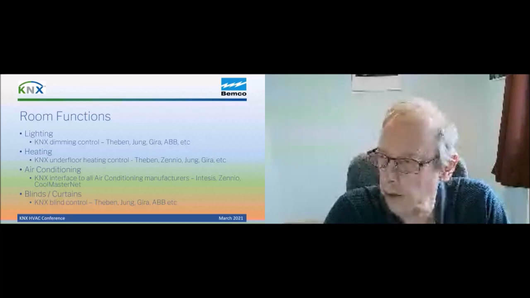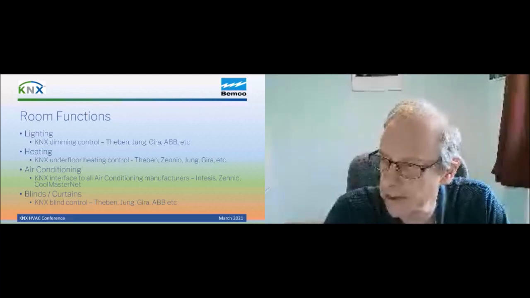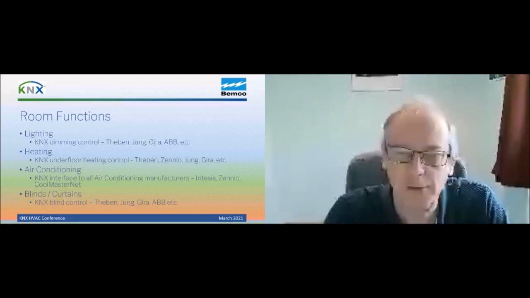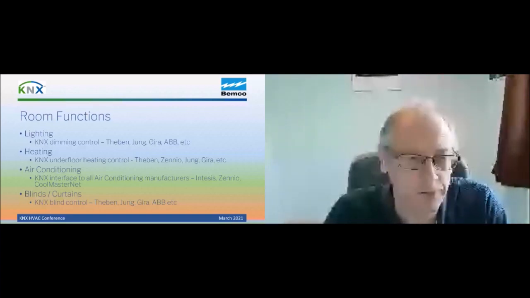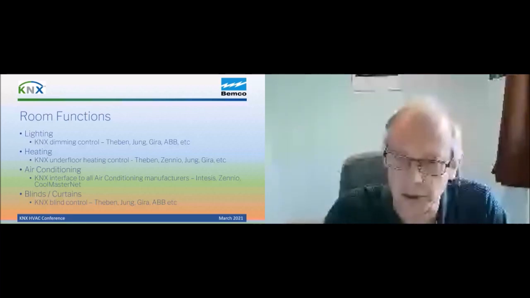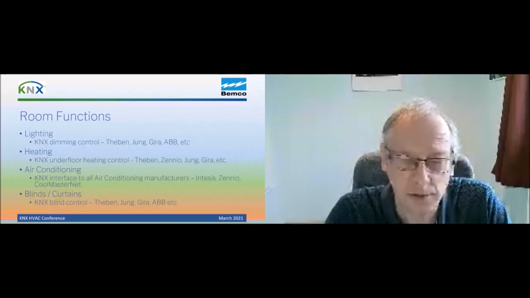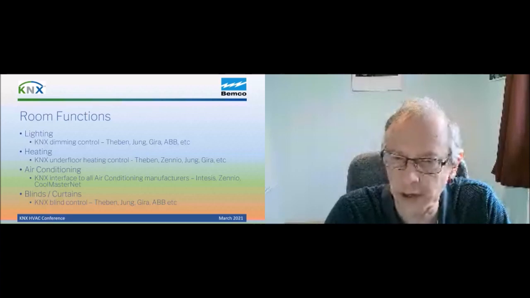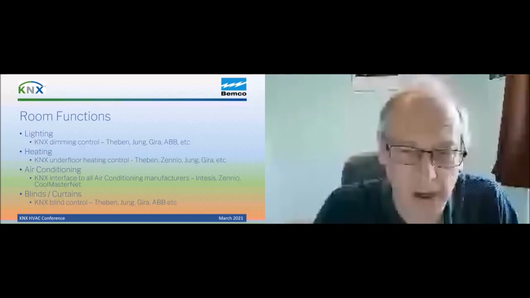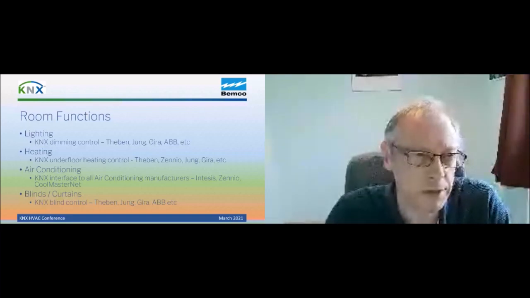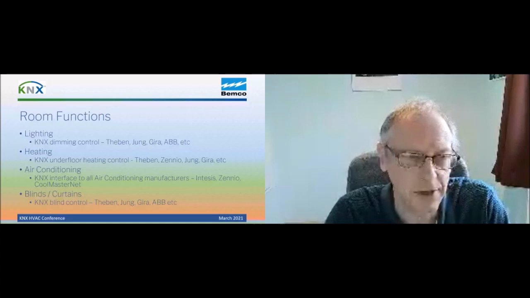Air conditioning, there are many interfaces available now for interfacing from lots of manufacturers. So Intesis and Zennio, CoolMaster can interface to all the air conditioning manufacturers out there. Daikin, Mitsubishi, Fujitsu, all of them. And there's all the fan coils as well. So even if it's not an independent air conditioning system, KNX is very good at interfacing to fan coil units.